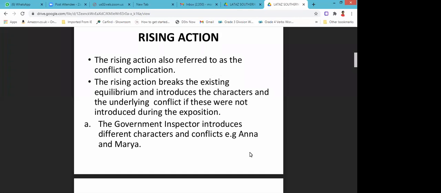For example, in this case, The Government Inspector introduces different characters and conflicts: Anna and Maria, mother and daughter, wife and daughter of the mayor, and the conflicts that they face in the story.